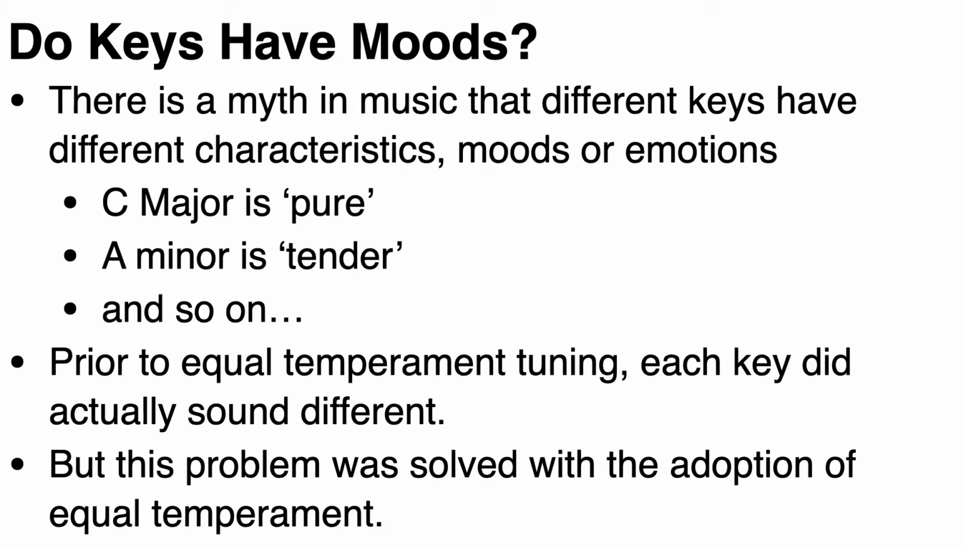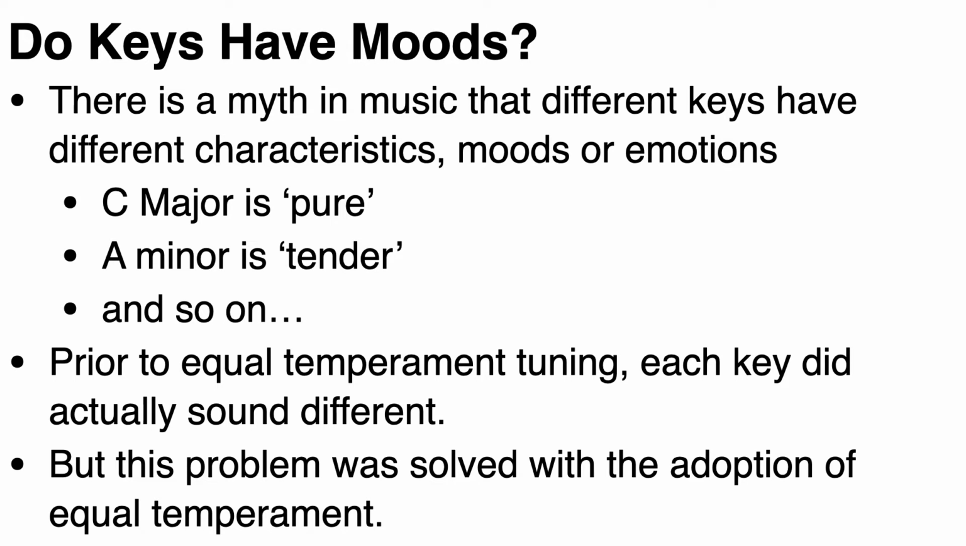Prior to equal temperament tuning, each key did actually sound different. It was possible to tune an instrument that used fixed notes, like the piano, to a specific key and have it sound pretty good. But then if you wanted to play in a different key, you'd find that the notes became progressively more out of tune. But this problem was solved with the adoption of equal temperament.